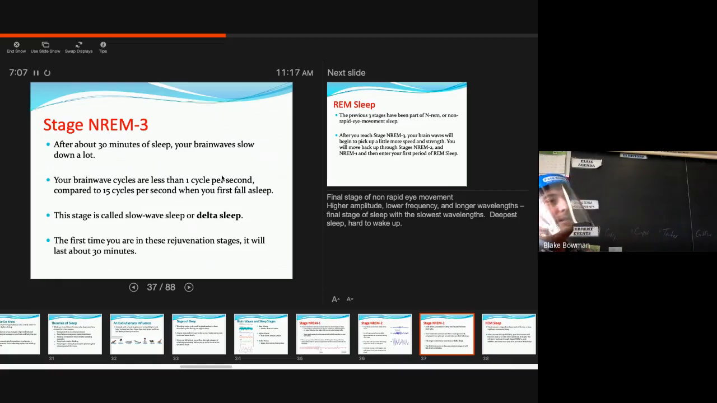It's called delta sleep. The waves are a lot higher. The amplitude's higher, but the frequency is lower. So the first time you are in the rejuvenation stages, it will last about 30 minutes. Just 30 minutes. That's it. We never really hit our deepest stage too often.